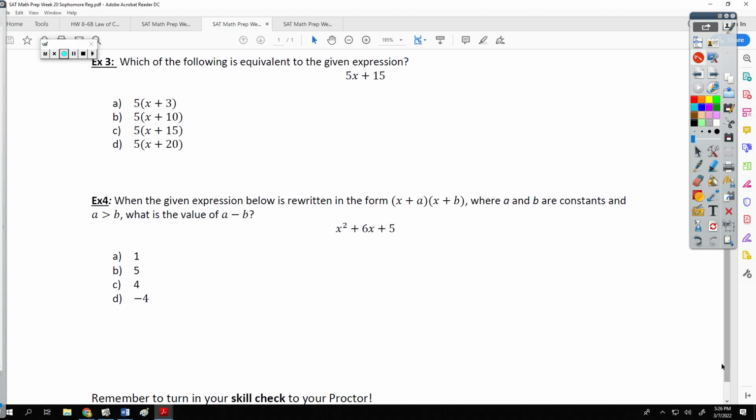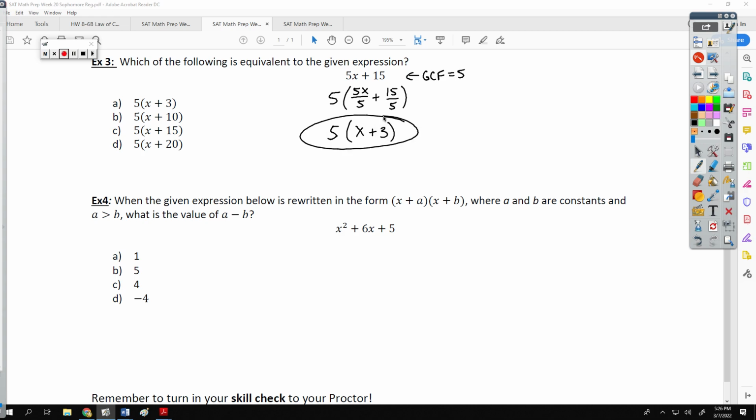Example 3 says, which of the following is equivalent to the expression 5x plus 15? Well, we should remember from algebra that these two terms have a greatest common factor of 5. Which means I can factor out a 5, which would result in me dividing both terms by 5, meaning that would be equivalent to 5 times the quantity x plus 3, or a.